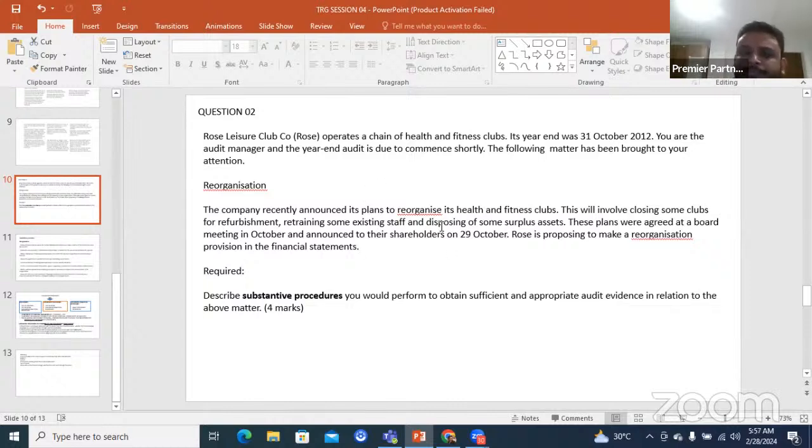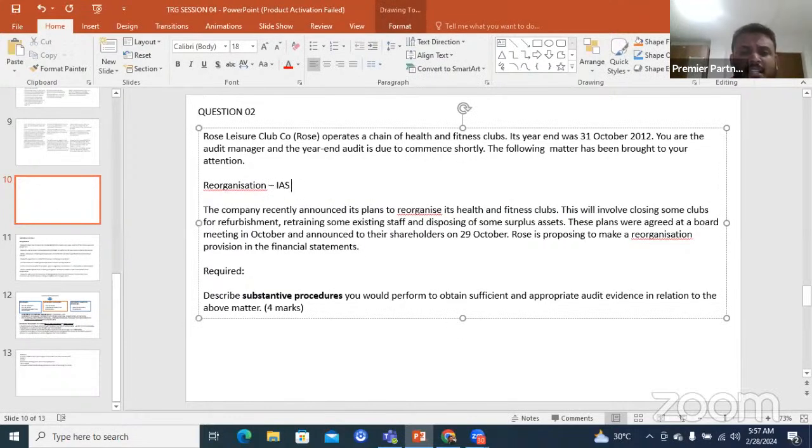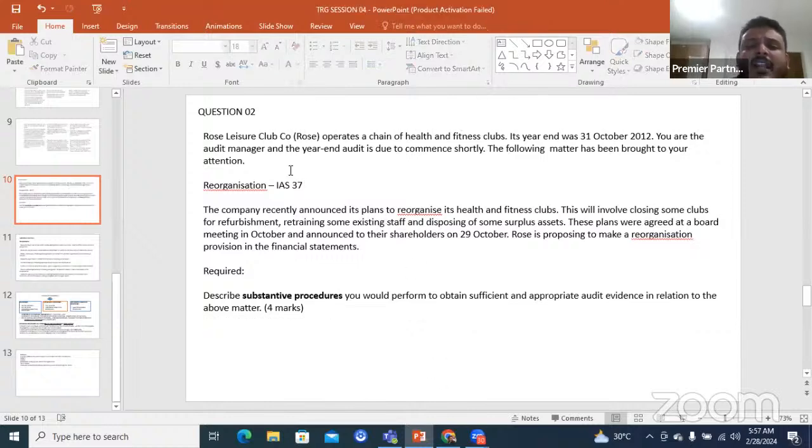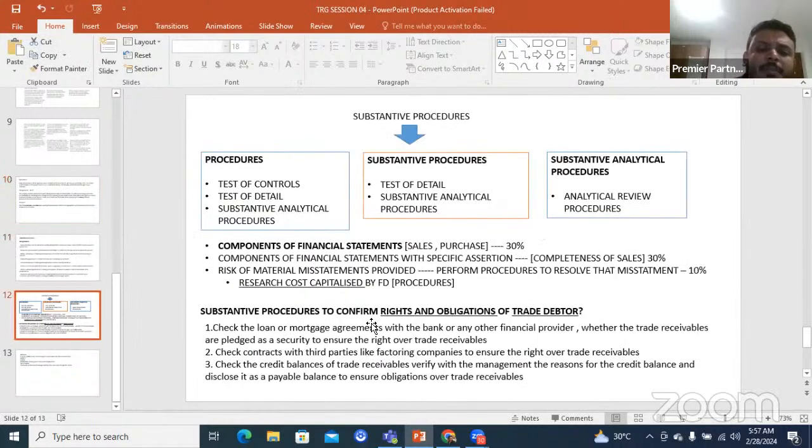They gave an issue. The issue is related to IAS 37. Now they ask the question: describe substantive procedures you would perform to obtain sufficient appropriate evidence in relation to the above matter. What is the matter? It is a reorganization, meaning restructuring provision. The standard is IAS 37. The problem is given related to IAS 37 reorganization or restructuring provision, and they ask procedures over that matter. Practice this type of question also. I gave answers, right? There are three types of question that you should practice. Okay.